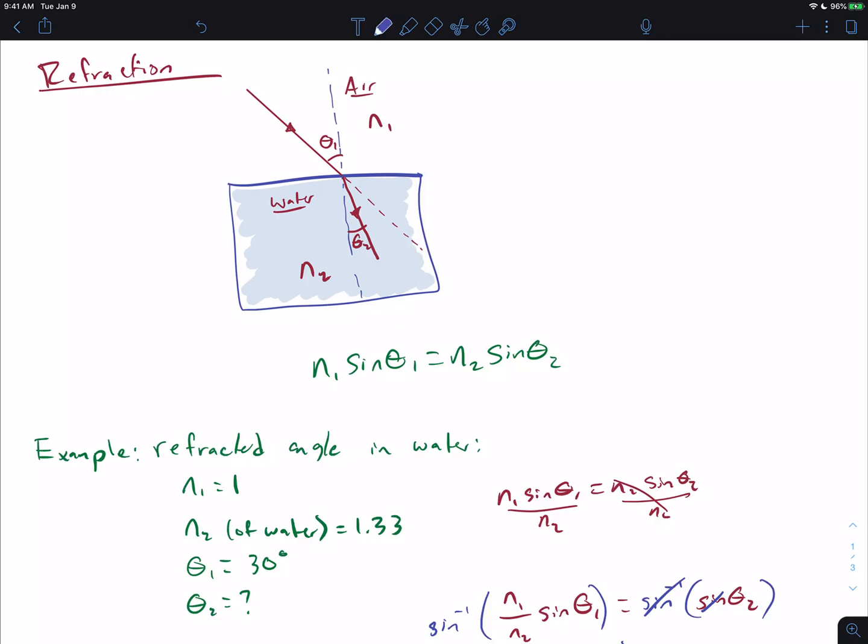So there are two things here that we want to keep in mind. The first is, okay, if N2 is greater than N1, pretty much you're going from a less dense material to a higher density material. It's just a general way to look at this. Then what's going to happen is theta 2 is going to be less than theta 1. Okay, so it's going to bend toward the normal.